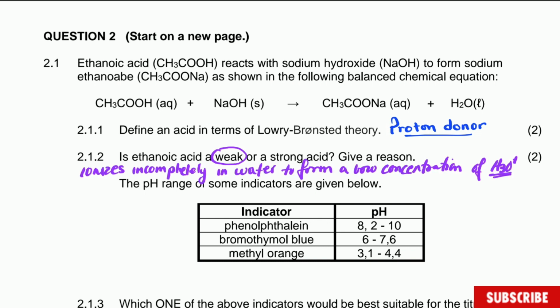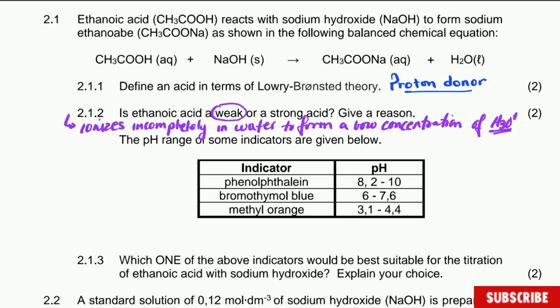So what do you have to say? Because it ionizes incompletely in water to form a low concentration of H3O+. That is the answer for this question. The pH range of some indicators are given below, and they give you 3 different types of indicators there. Which one of these indicators would be best suited for the titration of ethanoic acid with sodium hydroxide? Explain your answer.